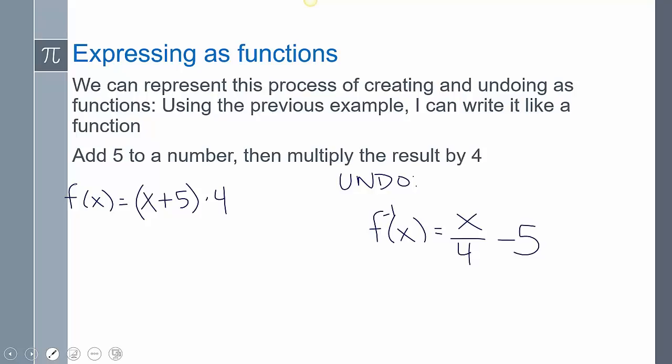If you notice, this says f of x, and this still said f of x here. The difference is that it has this little -1 as an exponent. It's not an exponent. It looks like one, but it's not. That literally means that these two functions are related and they're inverses of each other. They undo each other.